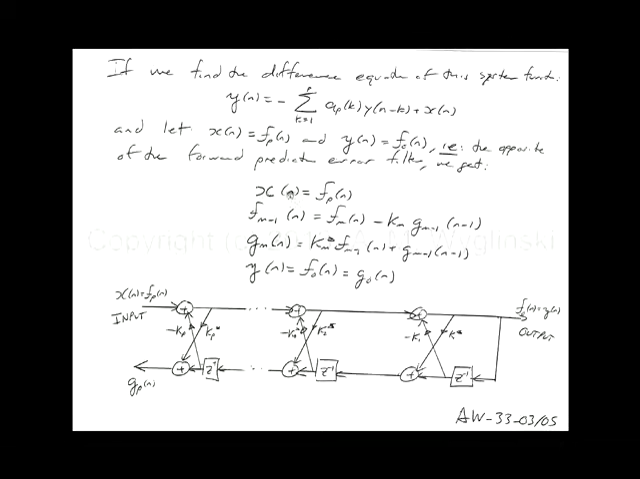Let x(n) equal f_p(n). Then iteratively, we work our way down. The next stage, f_(m-1)(n), is equal to f_m(n) minus k_m g_(m-1)(n-1). And what is g_(m-1)(n-1)? That's our backward predictor. So forward prediction is f, the backward predictor is g, and the backward predictor is the bottom branch there.